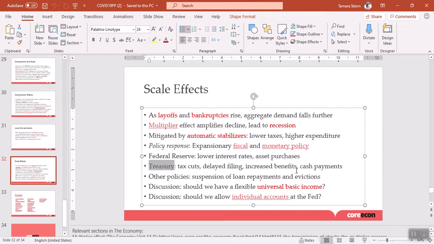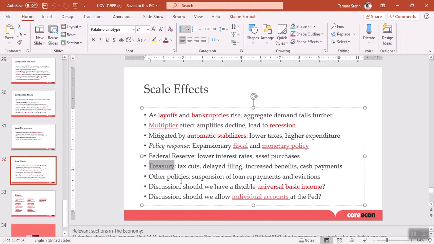Increased benefits. We already saw that with the money that was sent back to families. The stimulus package, where qualifying families received money back from the government. We've also seen states being able to pay an additional $600 a month for unemployment benefits, and that money's coming from the federal government. There's also cash payments, and that's kind of like that stimulus.